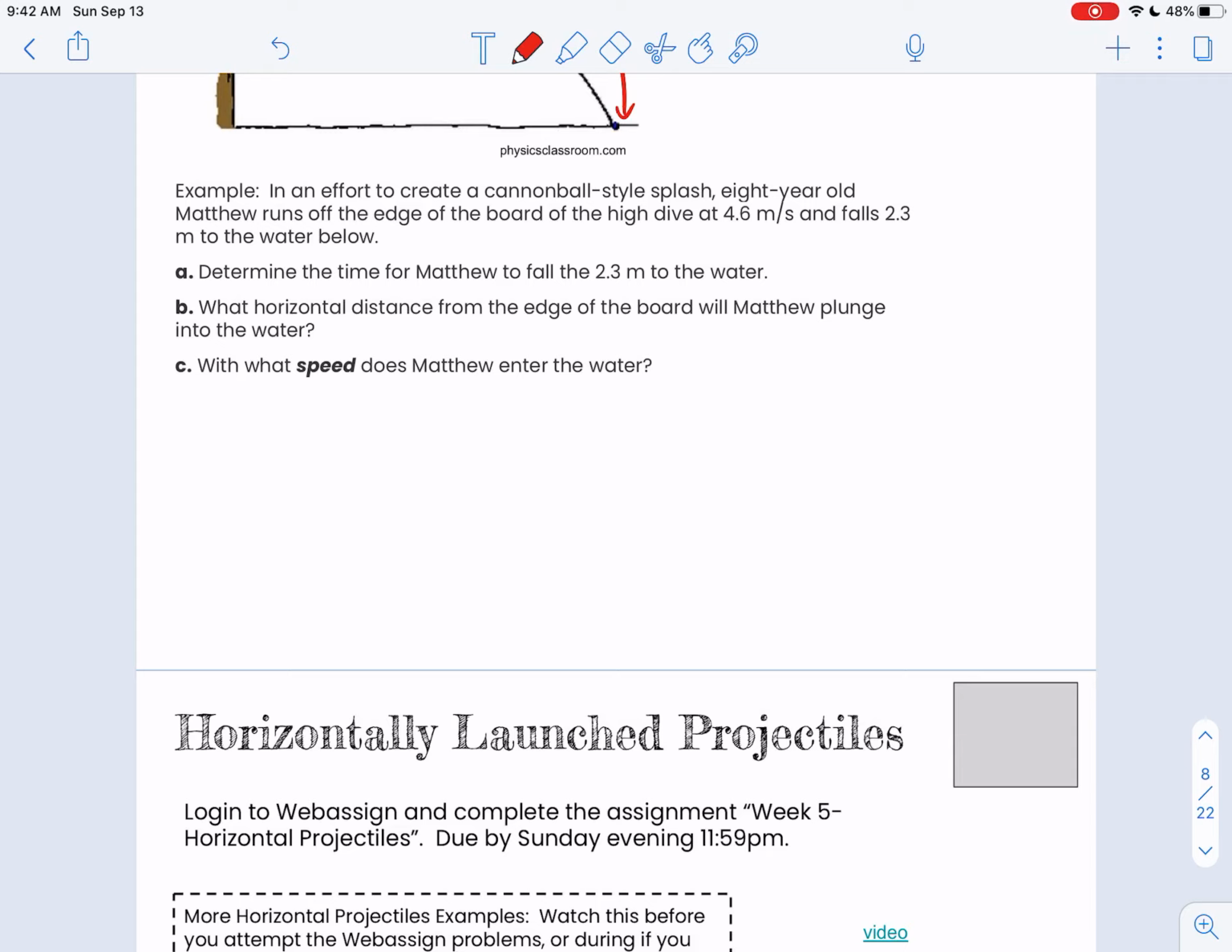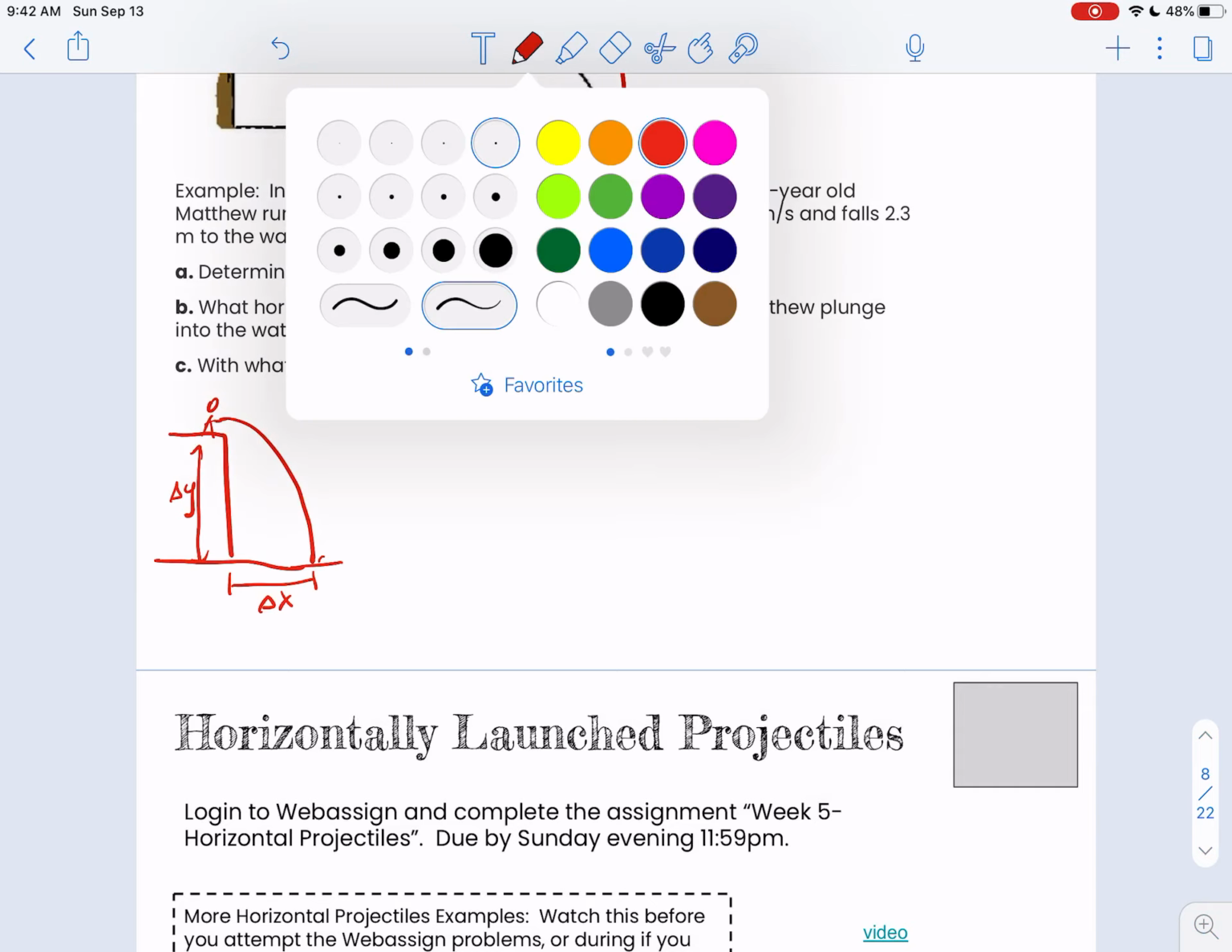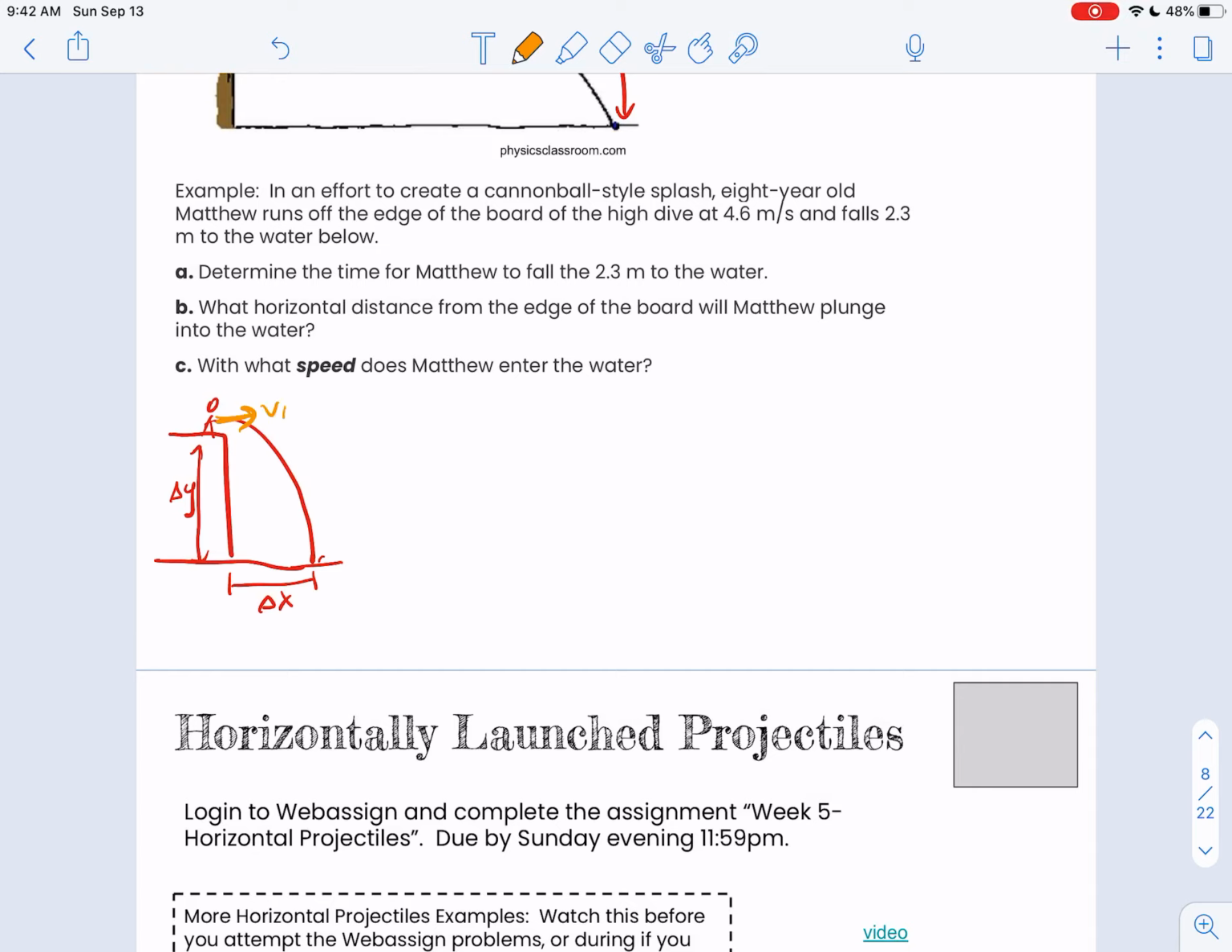Okay, all right, so the first thing that you want to do is draw a picture, and I'm going to run out of space, but we'll figure that out. So I'm going to draw a picture of little Matthew running off the board to here. This is going to be the horizontal distance that he lands, and this is going to be the vertical distance. He's leaving here with a V naught of 4.6 meters per second, and I know that this delta y is 2.3.